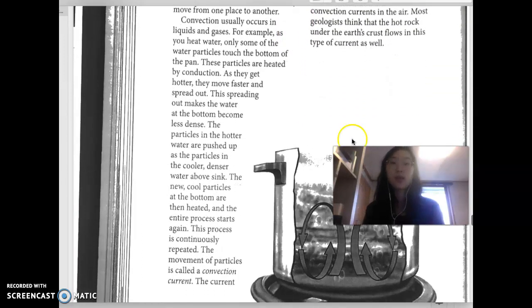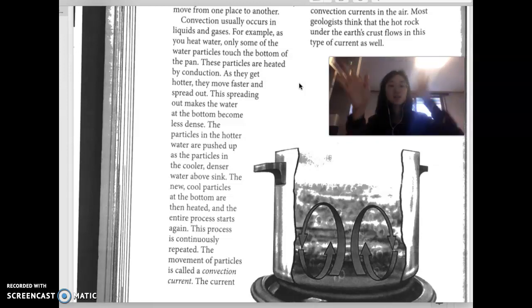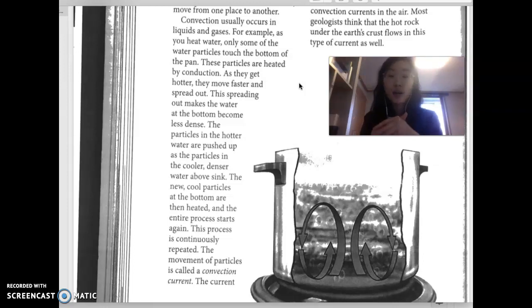For example, as you heat water, only some of the water particles touch the bottom of the pan, and these particles are heated by conduction. As they get hotter, they move faster and spread out. This spreading out makes the water at the bottom become less dense. The particles in the hotter water are pushed up as the particles in the cooler, denser water above sink. So it goes up and down and up and down.